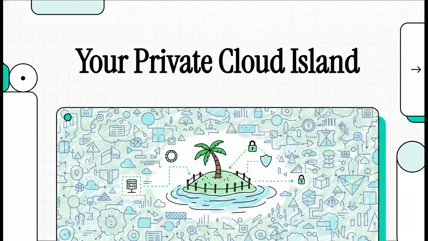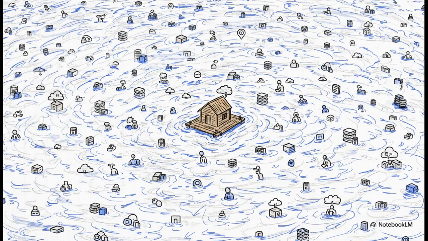All right, let's talk cloud networking, but we're going to skip the dry, boring textbook definitions. Today, we're going to build something essential, your very own private, secure island in the massive ocean of the public cloud. You see, at its core, the public cloud, whether it's AWS, Google Cloud, Azure, you name it, it's this huge shared ocean of computing resources.